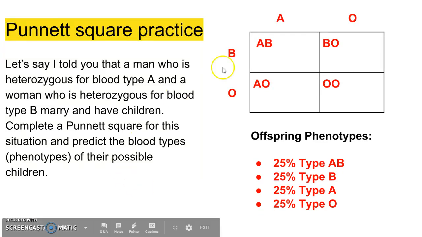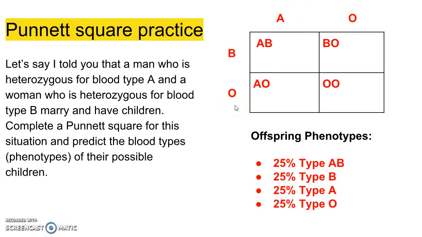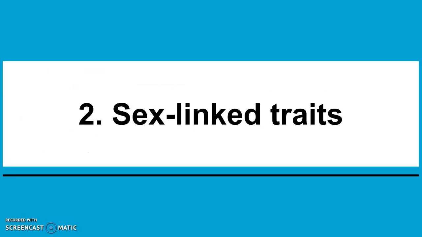Okay, so here's our Punnett square. We set up the man who's AO up top and the woman who's BO on the left side of the Punnett square, and we filled in all the possible genotypes of our offspring. So we find that 1 out of the 4, or 25%, are going to have blood type AB. 1 out of 4, or 25%, have the blood type B because they have the genotype BO. 1 out of 4, or 25%, have type A since they have the genotype AO. And then 1 out of 4, or 25%, have blood type O. So this is an example of a Punnett square problem involving blood types.